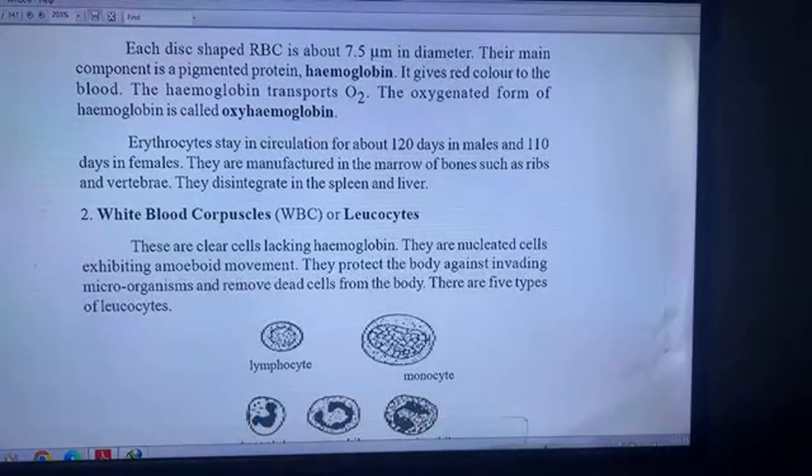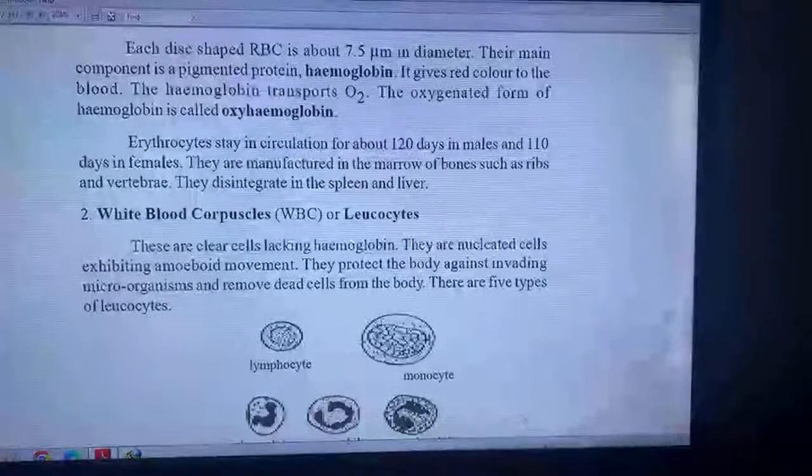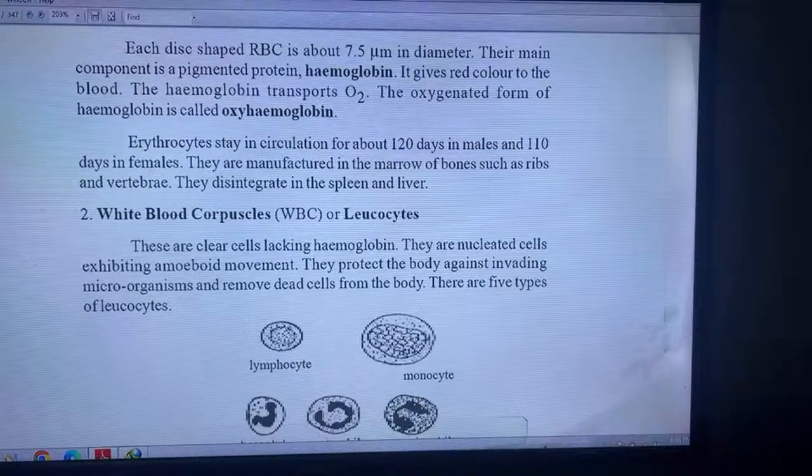Their main component is a pigment protein, hemoglobin. It gives red color to the blood. Hemoglobin transports oxygen. The oxygenated form of hemoglobin is called oxyhemoglobin. Erythrocytes stay in circulation for about 120 days in males and 110 days in females. They are manufactured in the marrow of bones, such as ribs and vertebrae. They disintegrate in the spleen and liver.